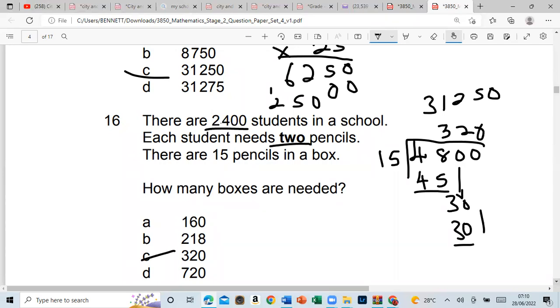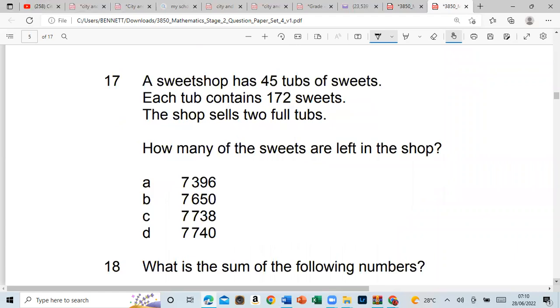All right, so let's move on to 17. A sweet shop has 45 tubs of sweets. Each tub contains 172 sweets. The shop sells 2 full tubs. How many of the sweets are left in the shop? All right, so let's just find the total first, and then we can subtract. 45 tubs. Now look what it says: each tub contains 172 sweets. The shop sells 2 full tubs. So I could do it the original way, just to find out all of it.